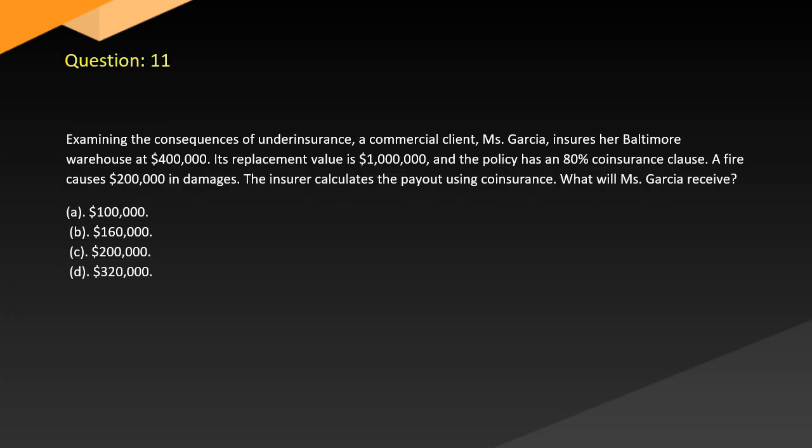Question 11. Examining the consequences of underinsurance, a commercial client, Ms. Garcia, insures her Baltimore warehouse for $400,000. Its replacement value is $1 million, and the policy has an 80% coinsurance clause. A fire causes $200,000 in damages. The insurer calculates the payout using coinsurance. What will Ms. Garcia receive? A. $100,000. B. $160,000. C. $200,000. D. $320,000.